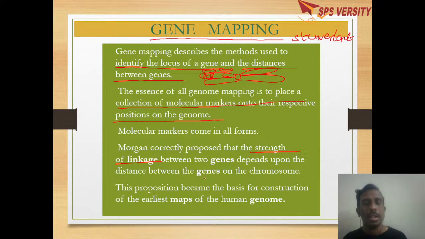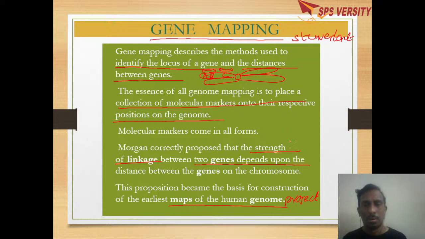That means when the distance between the genes is less, the two genes are inherited together. So this proposition became the basis of construction of maps. Gene mapping is used in the Human Genome Project, in which many countries were involved.